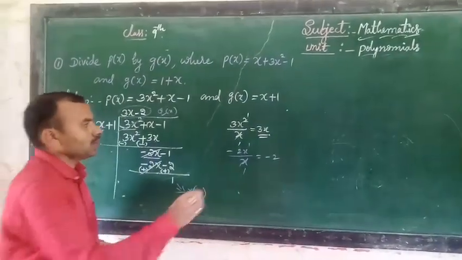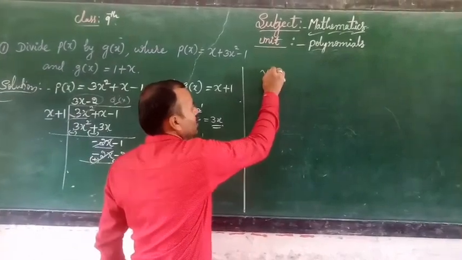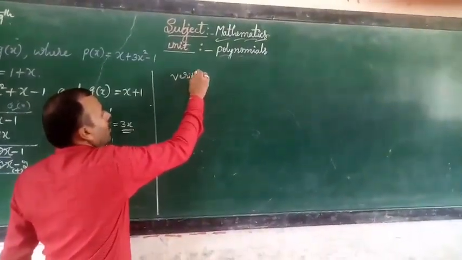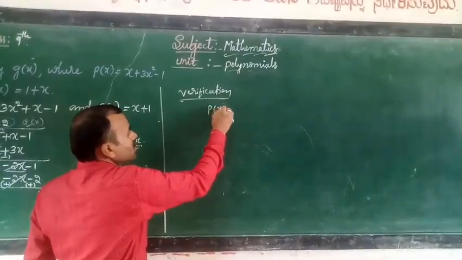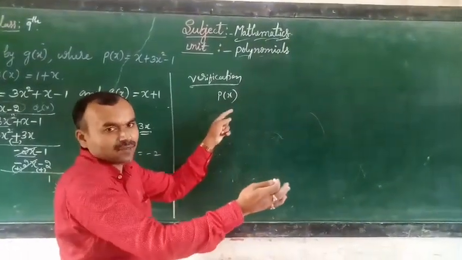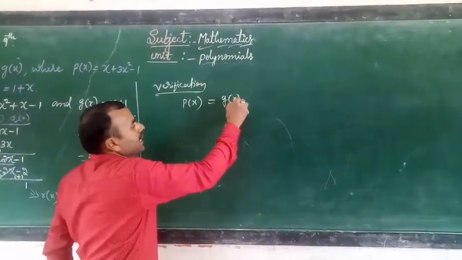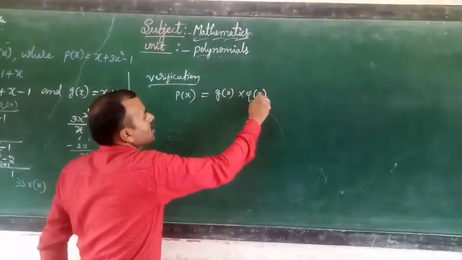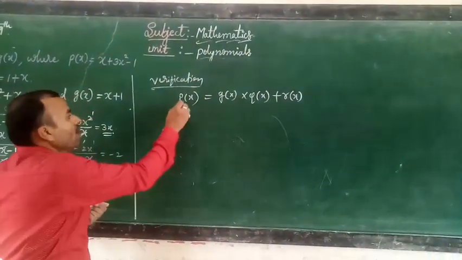Now we have to do the verification. We have to take verification: P of x equals g of x into q of x plus r of x. Now write P of x.